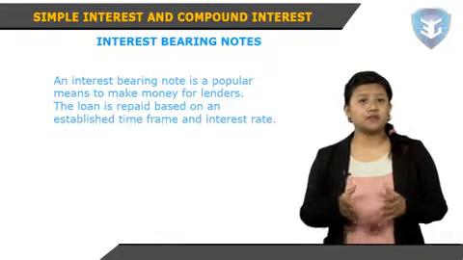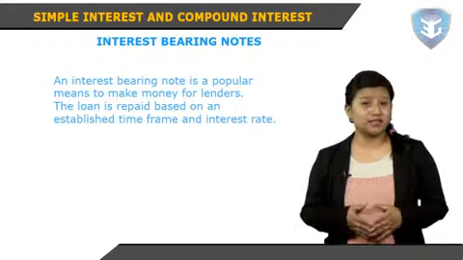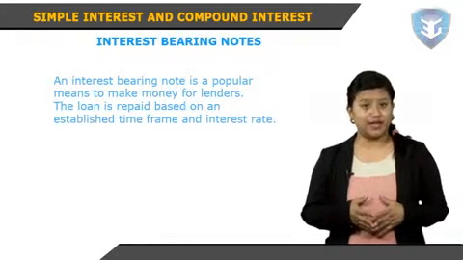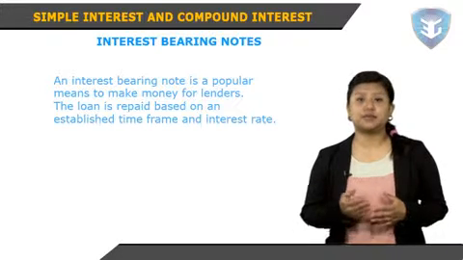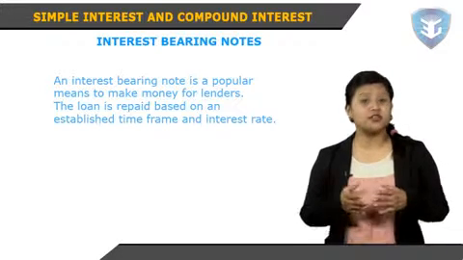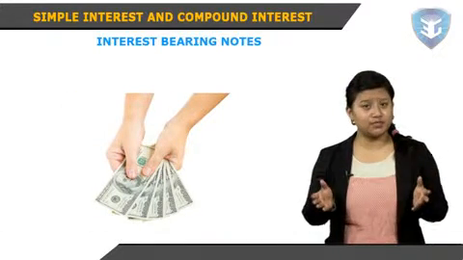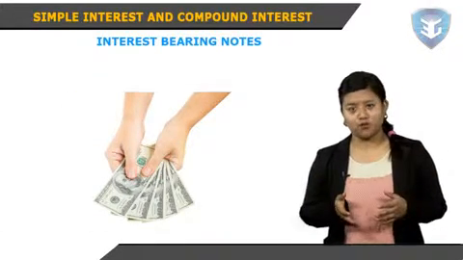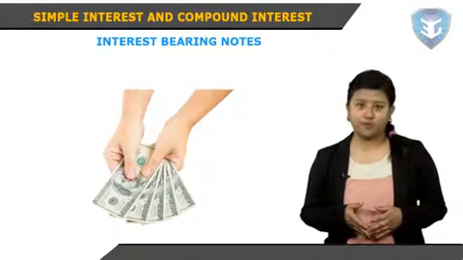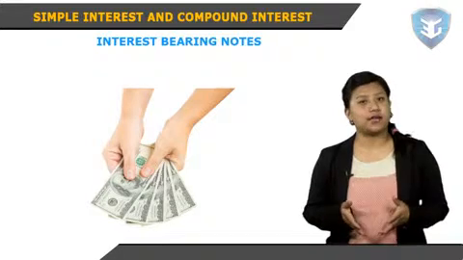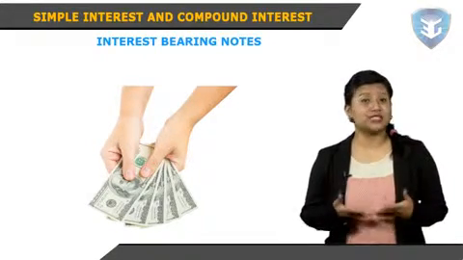Interest-bearing notes. An interest-bearing note is a popular means to make money for lenders. It is basically a loan that is issued from a lender to a borrower. The loan is repaid based on an established time frame and interest rate. An interest-bearing note is usually a long-term liability that lasts about a year or longer. The term of your interest-bearing note can vary depending on the principal loan amount and the lender. For example, an interest-bearing note for homes typically has a term of 30 years.